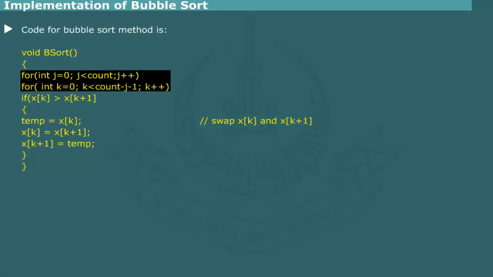We create two nested loops. Outer loop controls the passes. Inner loop iterates through the array to compare adjacent elements. Variable count is the total number of elements in the array X. This code fragment can be embedded into template class presented earlier to make a full-fledged program. Please click button to run interactive program for bubble sort.